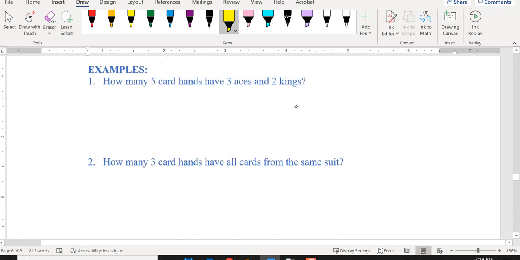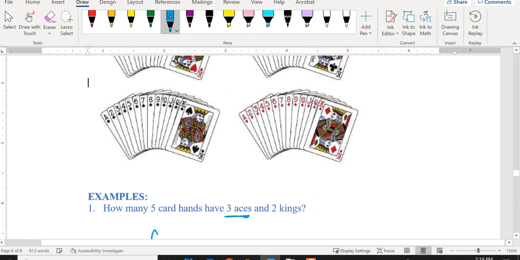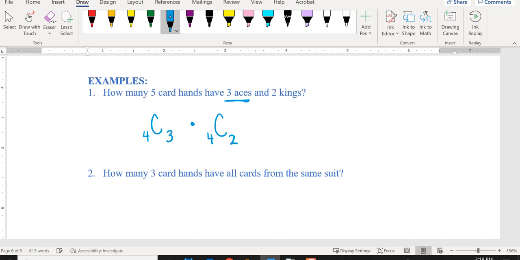How many 5-card hands have 3 aces and 2 kings? Order is not going to matter. So to find out how many aces, we've got the combination. There's 4 aces to pick from, 1 from each suit, and you want to pick 3 of them. And you want 2 kings. Well, there's 4 kings to pick from, and you want to pick 2 of them.